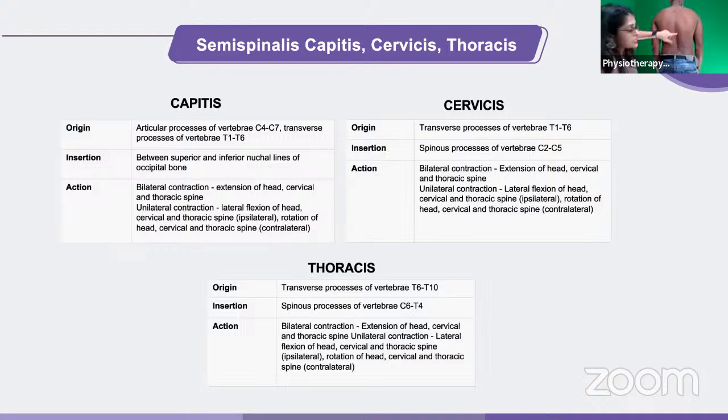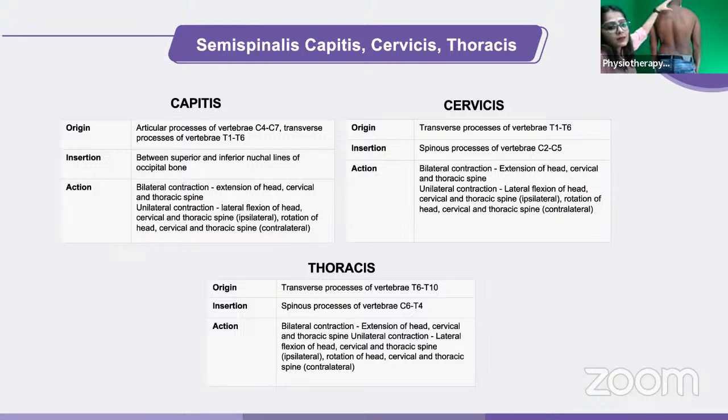So it starts from T10. T10 to T6, four vertebrae, is the origin. It gets inserted into C6 to T4. That means it has covered this whole part. So from T10 to C6, your thoracis was there. One or two levels above, at the cervical vertebrae, your thoracis ended.